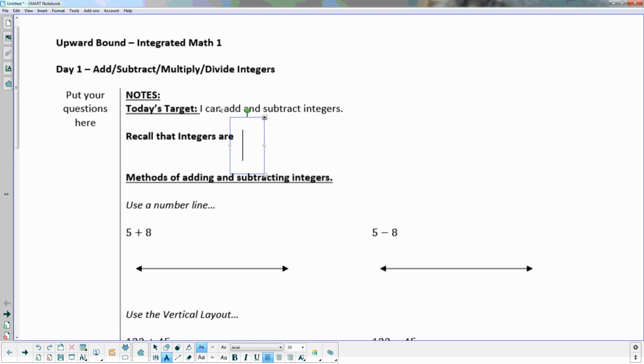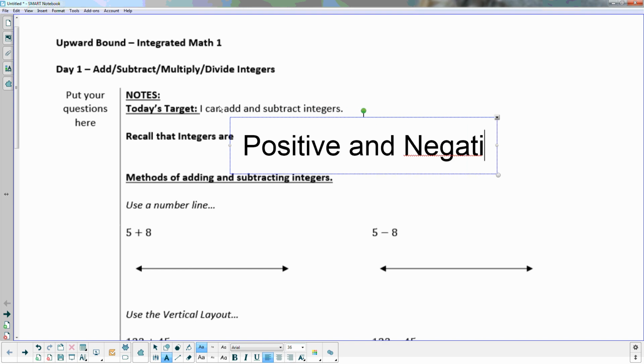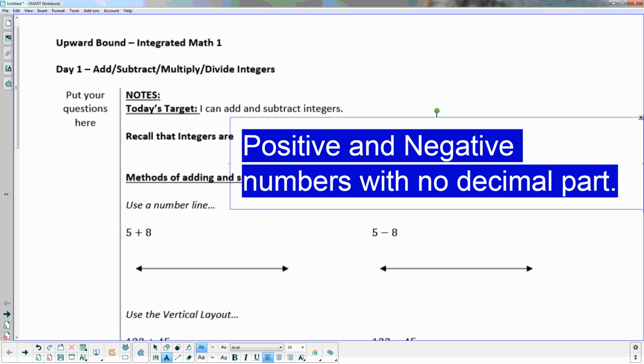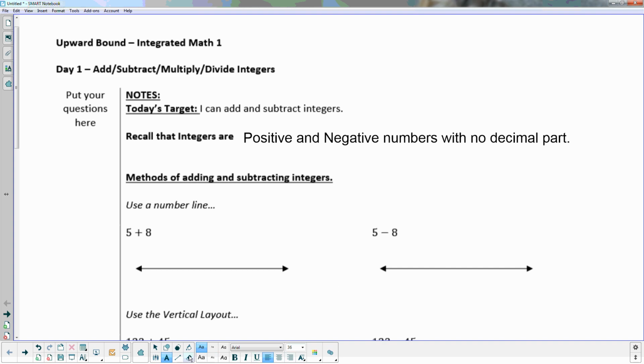And we want to recall that integers are positive and negative numbers with no decimal part. Okay, and I mentioned this in class as being, mainly, that they didn't have a fraction, and that's the same idea, right? They don't have anything attached to the end of the numbers. They're just the whole numbers. You might think of them that way. Okay, the whole numbers that are both positive and negative.